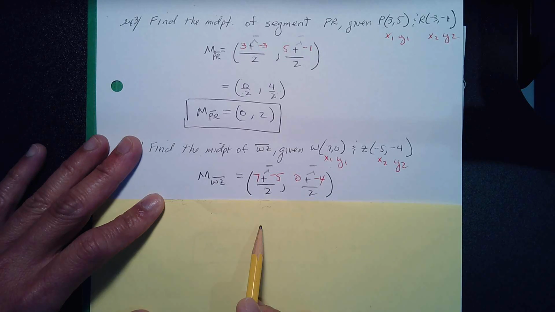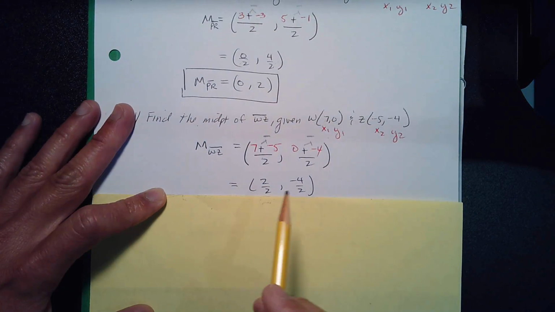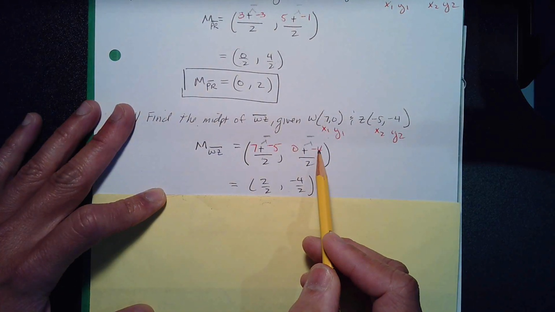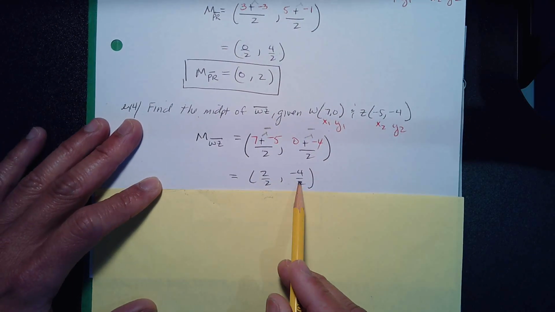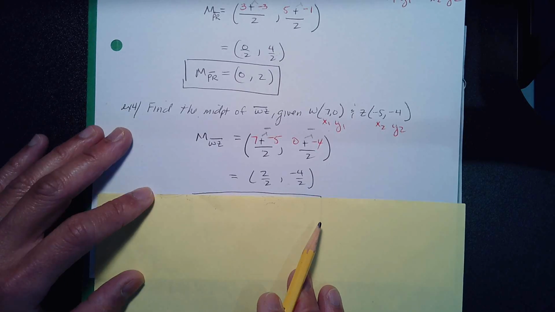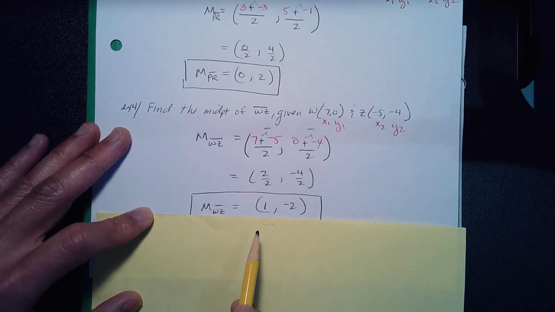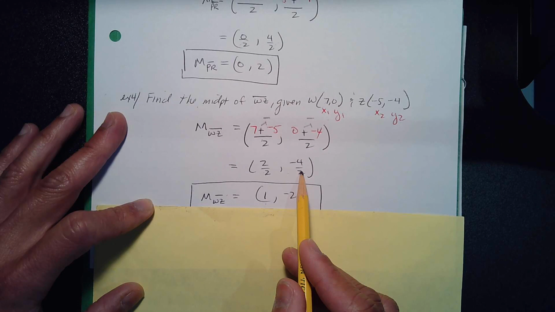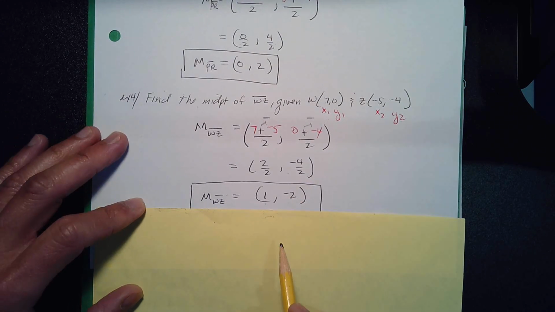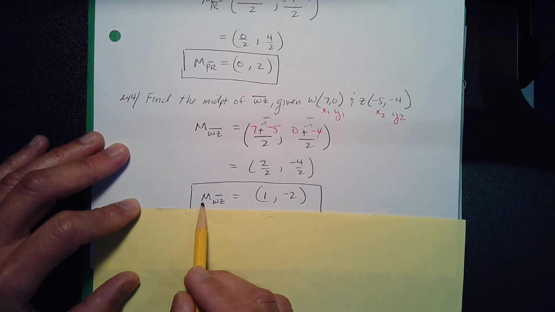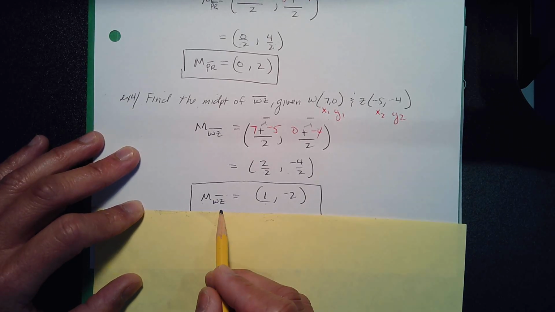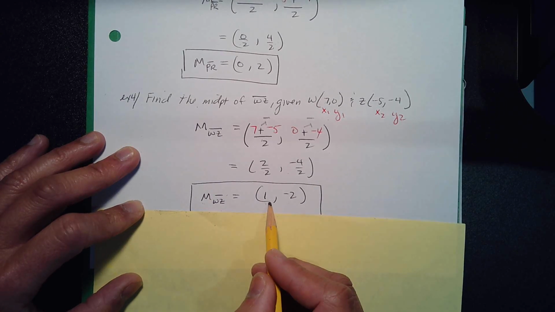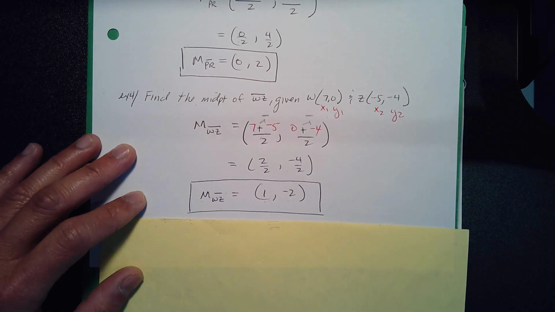7 minus 5 is 2. 0 minus 4 is negative 4. So we have 2 over 2, negative 4 over 2. 2 divided by 2 is 1. Negative 4 divided by 2 is negative 2. So the capital M means midpoint. The midpoint of segment WZ is 1, negative 2.